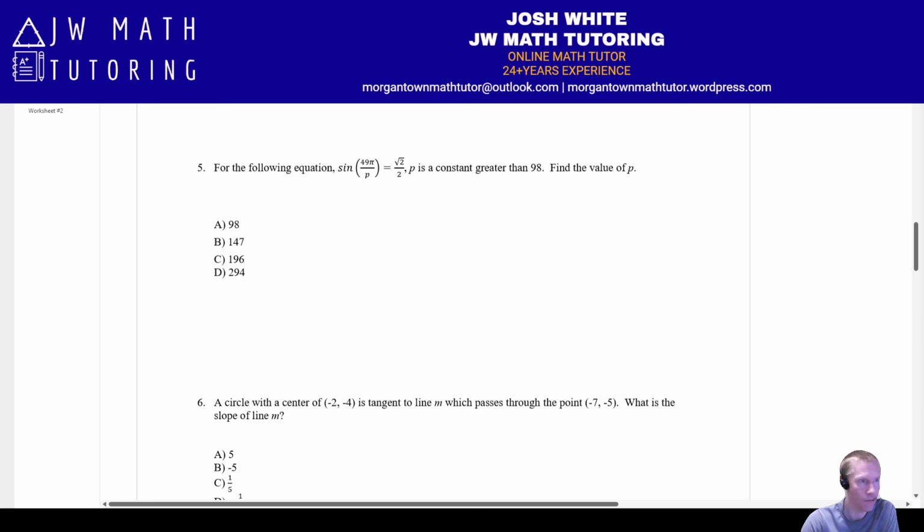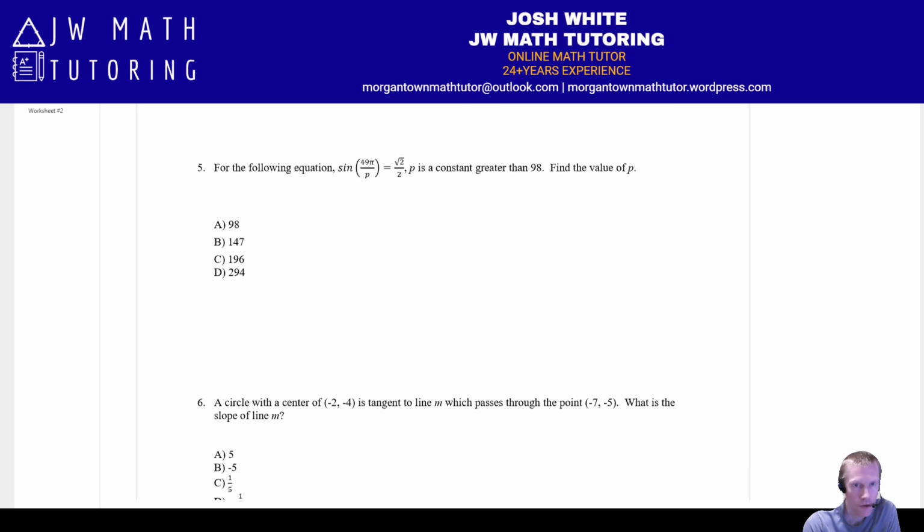Here we have a trig problem. So you have this equation. You're told p is a constant greater than 98. Find the value of p. All right, so first I'll go through the theoretical approach to it, and then I will show you just how you could back solve it, basically in Desmos.